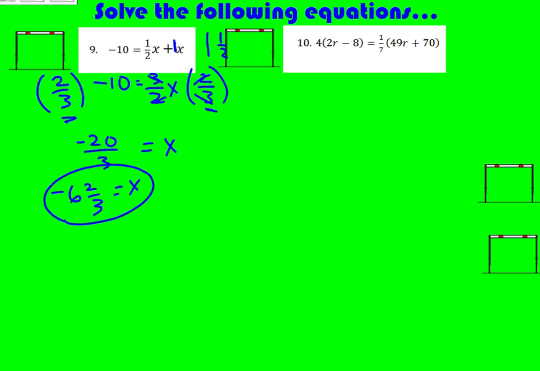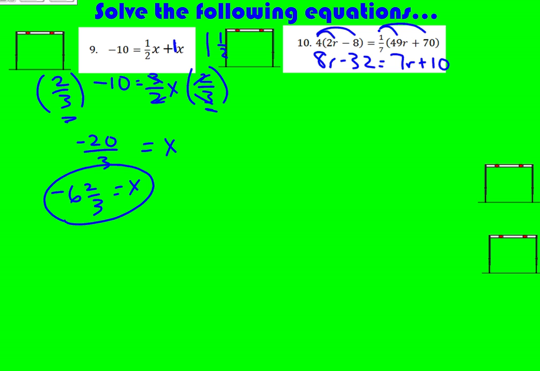So here, you've got a little bit messier one. You've got parentheses on both sides, variables on both sides, and fractions and all sorts of craziness in here. So first things first, get rid of parentheses. This is going to be 8r minus 32. This side, when I distribute, works out nicely actually. 49r times 1/7 is like 49 divided by 7, so that's just 7r. 70 divided by 7 is going to be just 10.